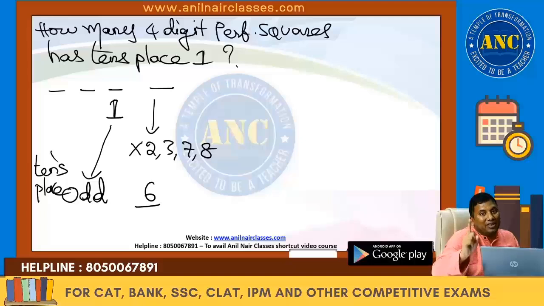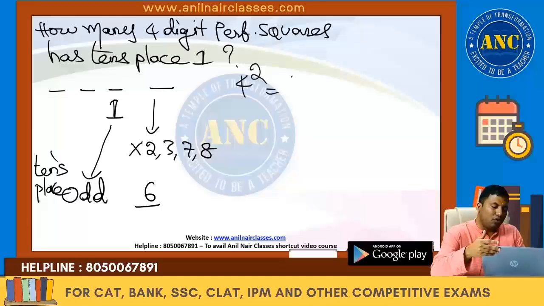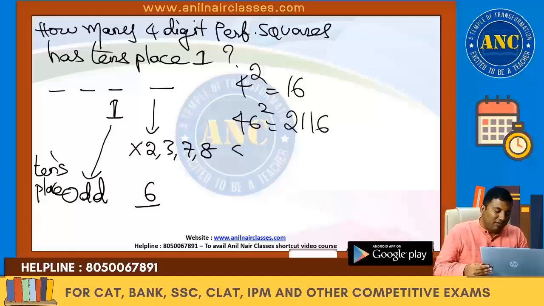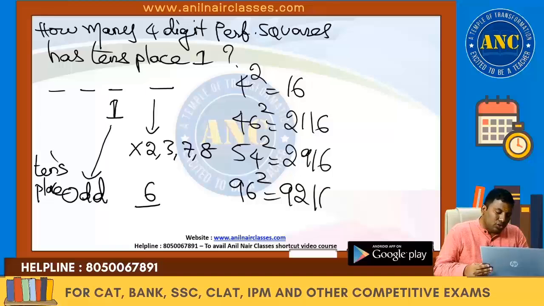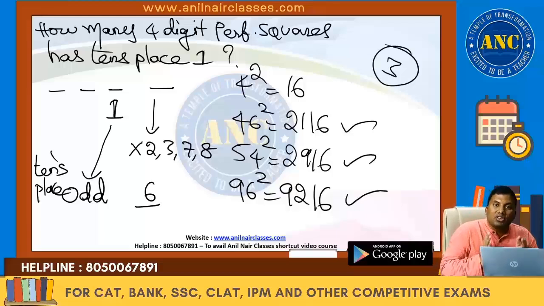Are you all with me? That is one of the properties of a perfect square which I discussed. Tens place will be odd in a perfect square only when the units place is 6. 4 square is 16. So 50 minus 4 is 46 square, 2116. 50 plus 4 is 54 square, which is 2916. 100 minus 4 is 96 square, which is 9216. How many 4-digit perfect squares have tens place 1? 3. Directly you are getting 3 because you know this property.